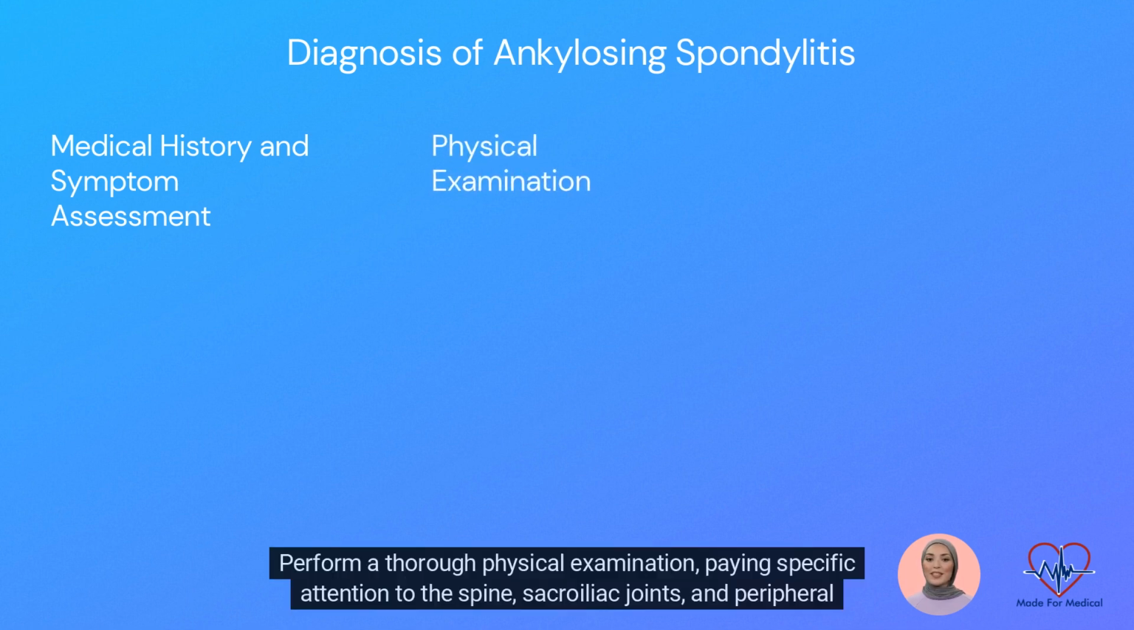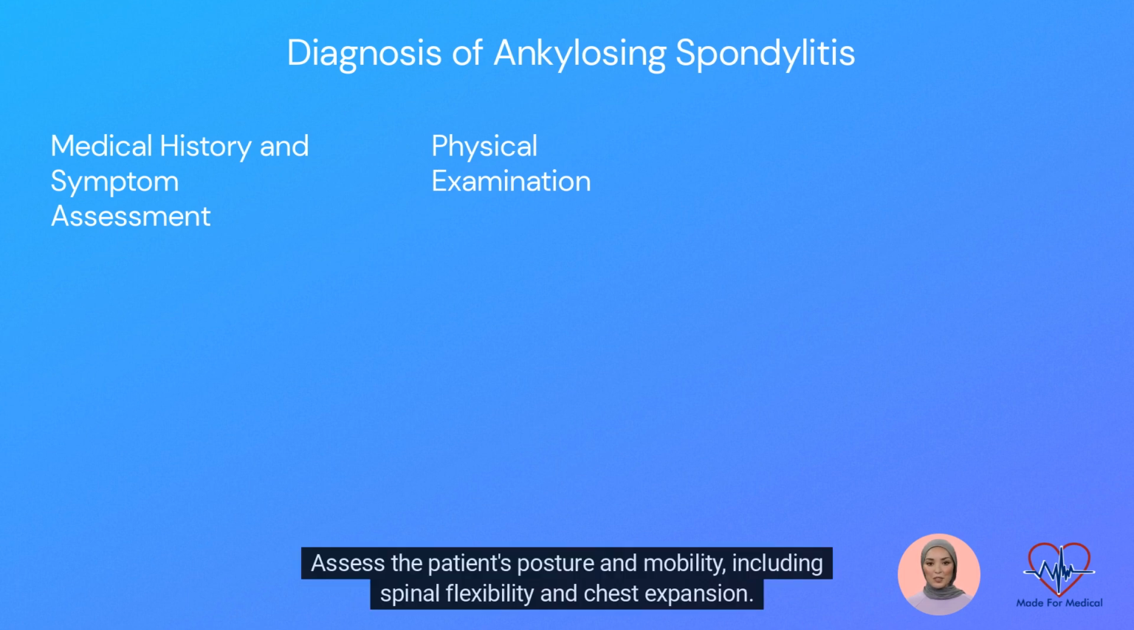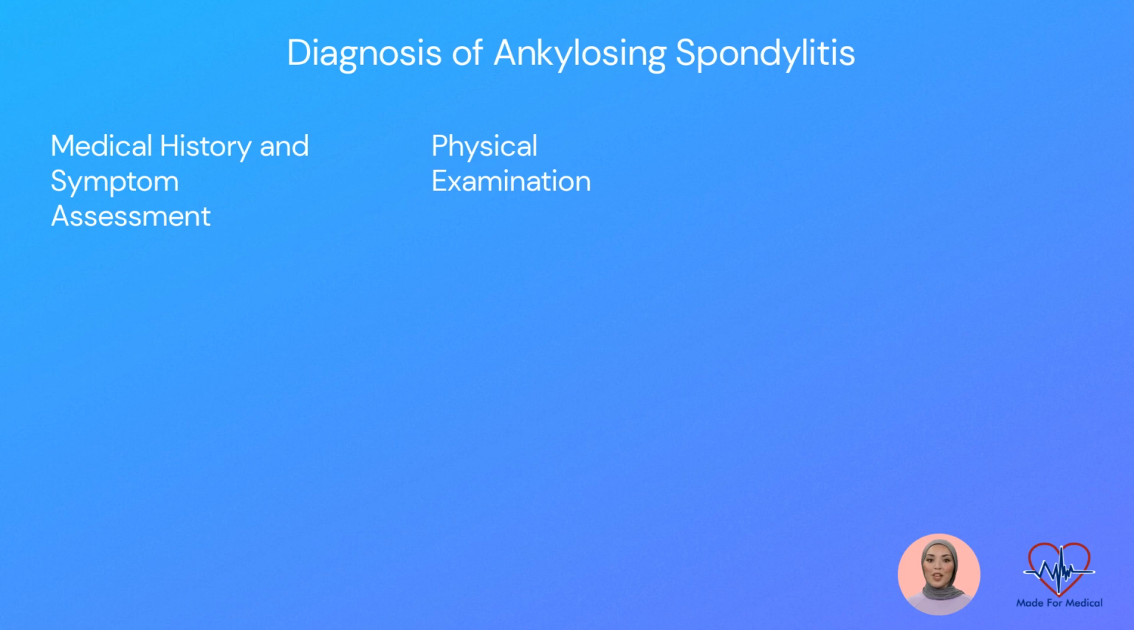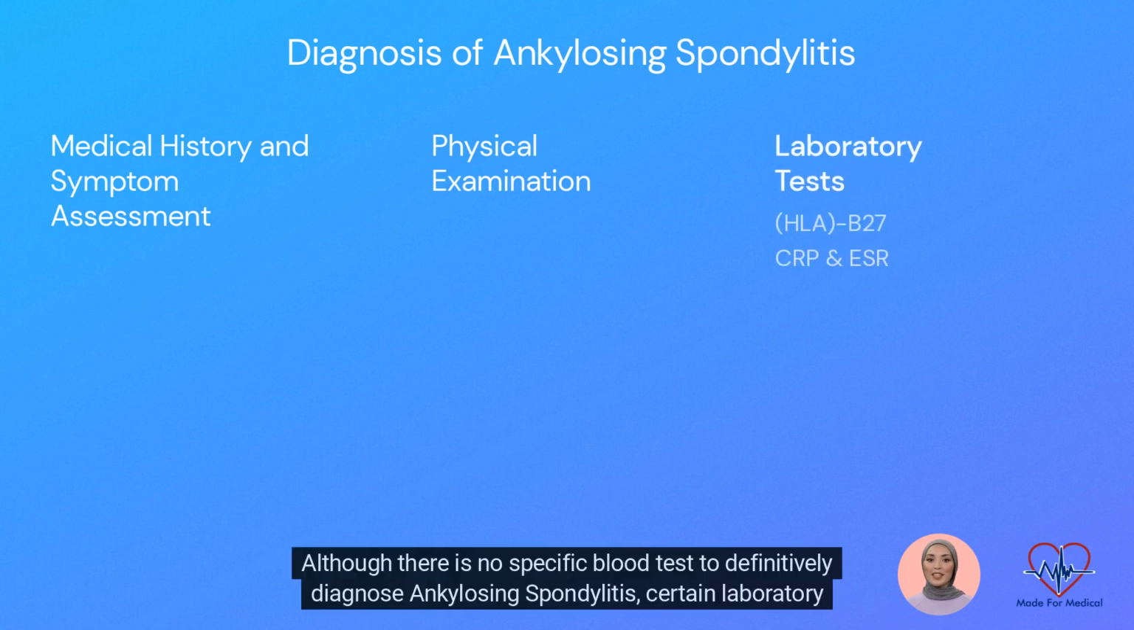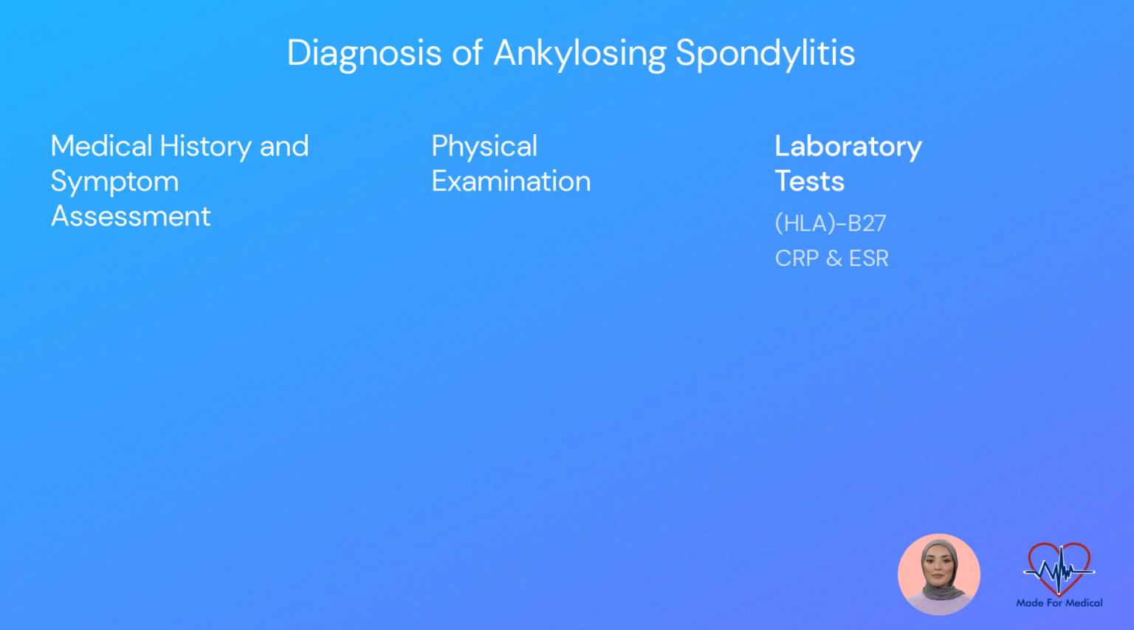Perform a thorough physical examination, paying specific attention to the spine, sacroiliac joints, and peripheral joints. Look for signs of inflammation, such as tenderness, swelling, or restricted range of motion in these areas. Assess the patient's posture and mobility, including spinal flexibility and chest expansion. Although there is no specific blood test to definitively diagnose ankylosing spondylitis, certain laboratory tests can help support the diagnosis and rule out other conditions. These may include human leukocyte antigen, HLA-B27.